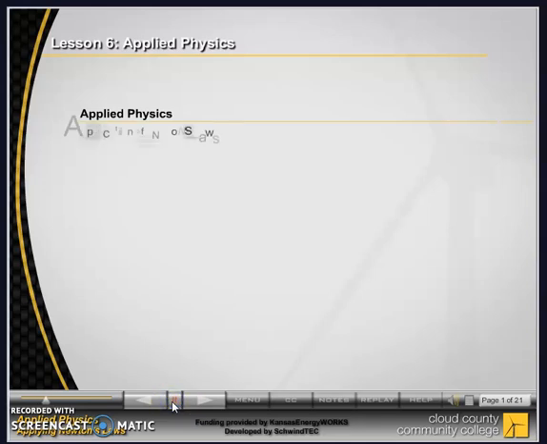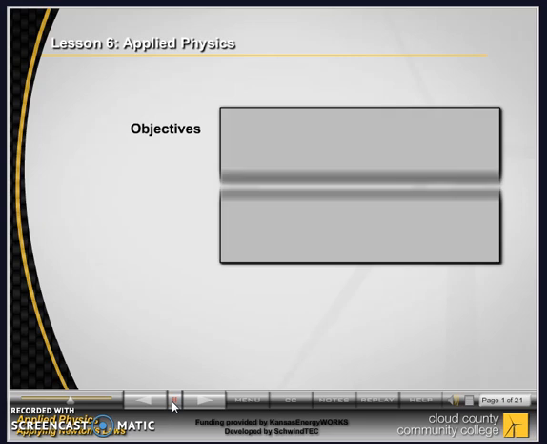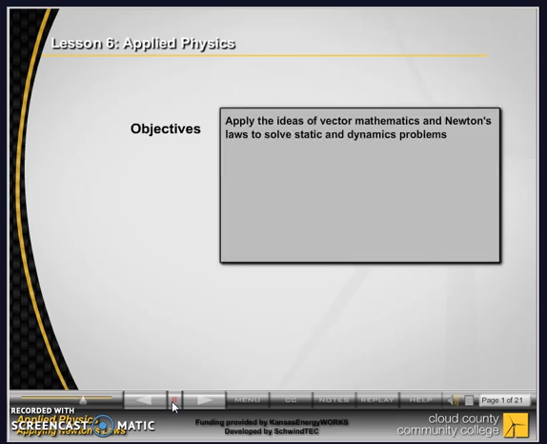This lesson covers the application of Newton's laws. In this lesson, you will cover the following objective. Apply the ideas of vector mathematics and Newton's laws to solve static and dynamic problems.